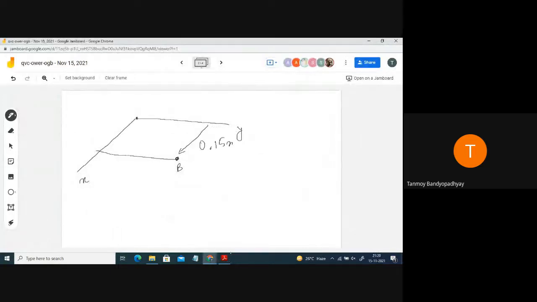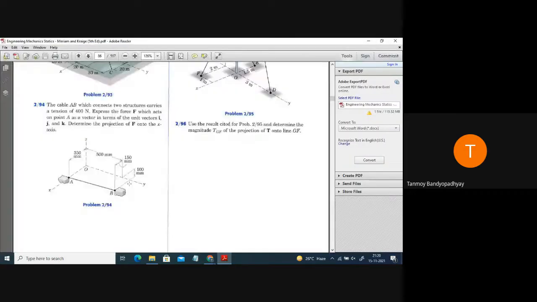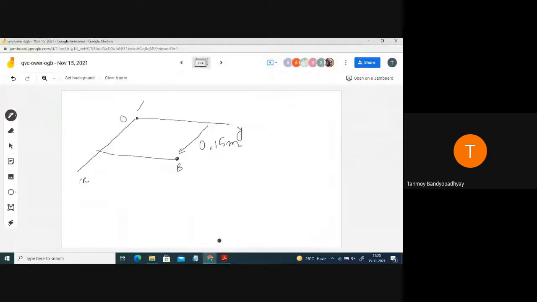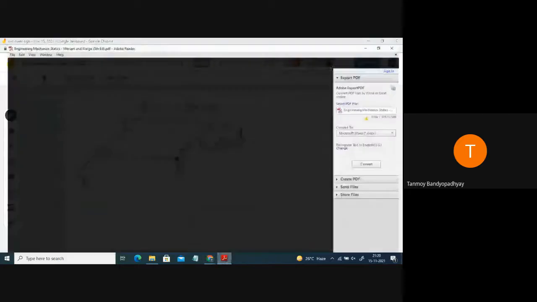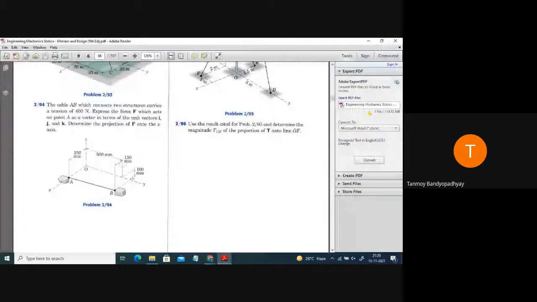So this is 0.15 meter. So the x coordinate of B is 0.15. Okay, what is the y coordinate? It lies on the xy plane actually. So the y coordinate is this one. So this is 500 millimeters, so this one is 0.5. Just try to follow whether I am writing something wrong or not. And z, it is on the xy plane, so z will be 0.